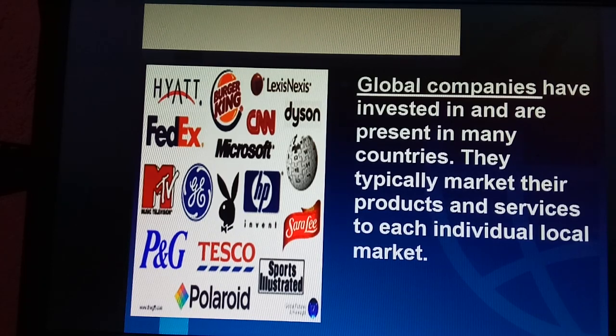So you can see there, Hyatt, Burger King, CNN, Sara Lee, Tesco, Sports Illustrated, Procter & Gamble or P&G, HP, Hewlett-Packard, that's the brand of our laptops, Microsoft, FedEx. Those are examples of global companies.